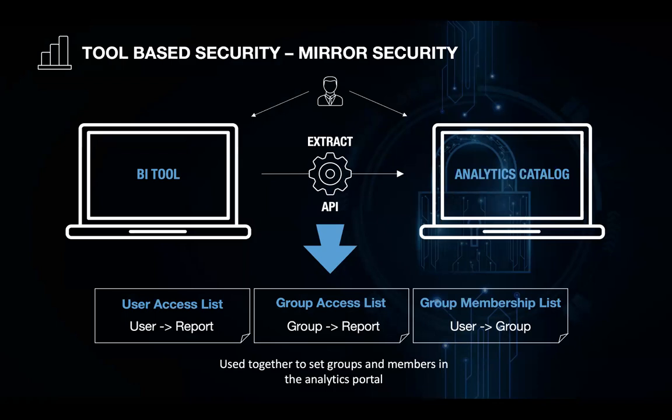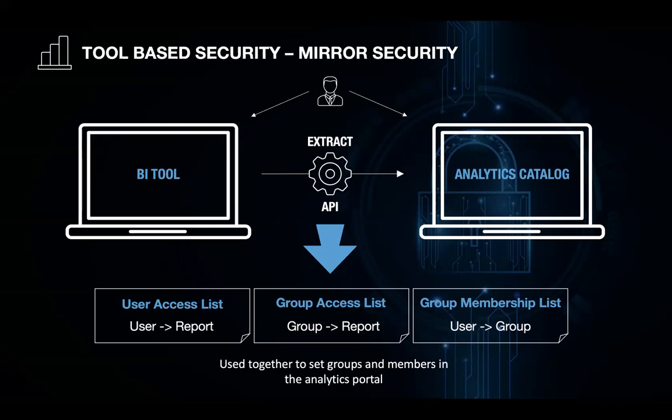In that situation, you need to bring all of that access list information from the BI tool into the analytics catalog. So what does that mean? Well, that means there's really three distinct sets of information that have to flow through. And these are usually pieces of information that are collected through an API. So almost all BI tools have an API that can bring us information through.